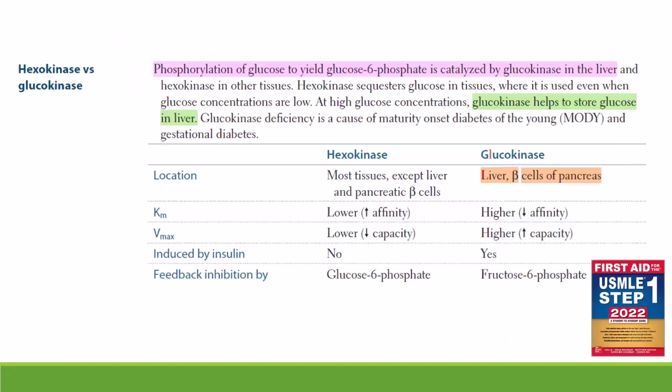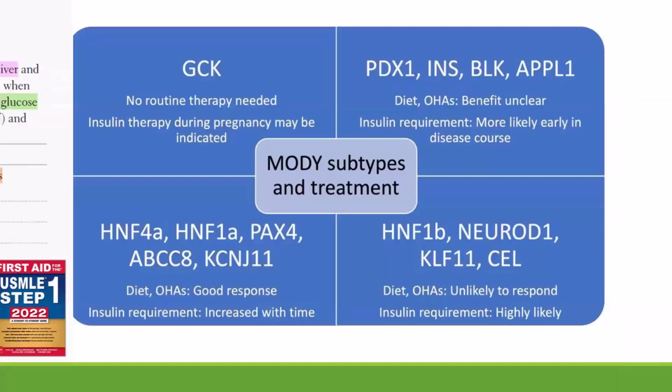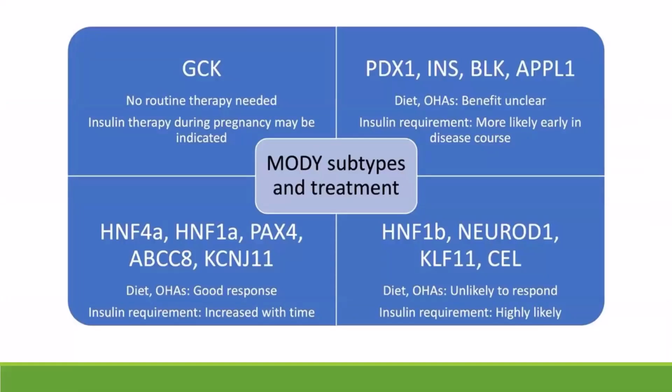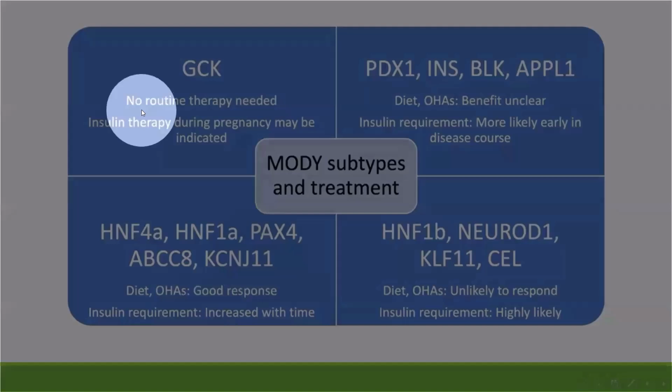Again, the phosphorylation of glucose to yield G6P is catalyzed by glucokinase. Glucokinase helps to store glucose in the liver. Glucokinase is present in the liver and the beta cell of the pancreas. These are the main organs that contain glucokinase. This is very important because another question may be asked about the location of glucokinase, mainly the beta cell and the liver. So don't forget that in glucokinase MODY, no treatment is required except in pregnancy.